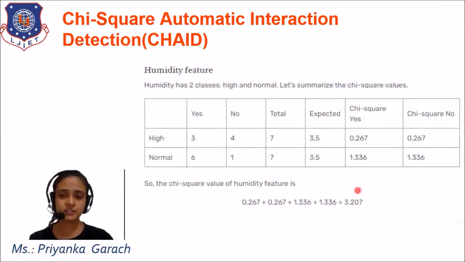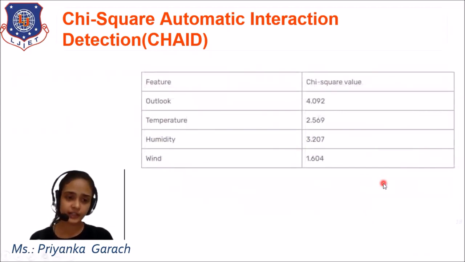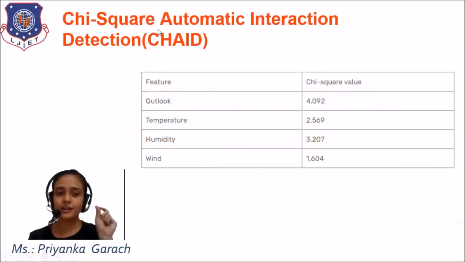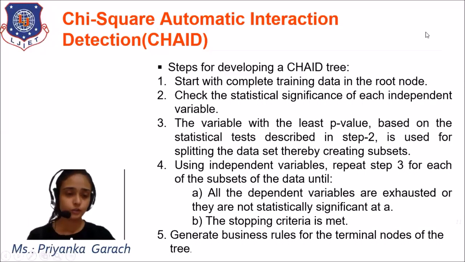Similarly, for the humidity feature, the chi-square value is like this, that is 3.207. Similarly, you can find it for the wind. So this is the complete table, that these are my 4 different features in my data set, and these are its chi-square values. So the least p-value will be taken to consider that particular attribute as your root node in your decision tree. So which node is to be considered as the root node in the decision tree? That particular one you can decide based on the chi-square value.